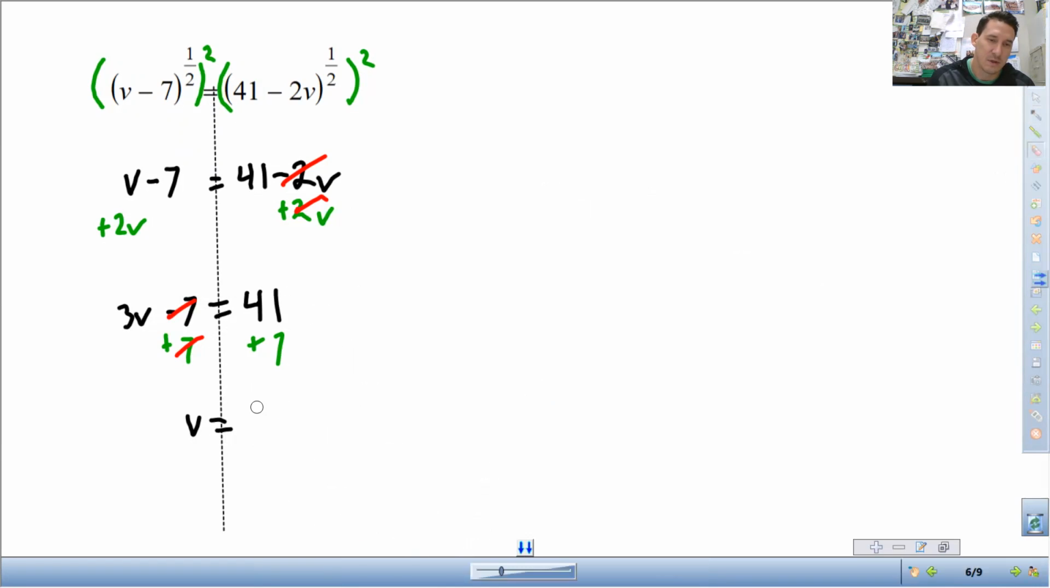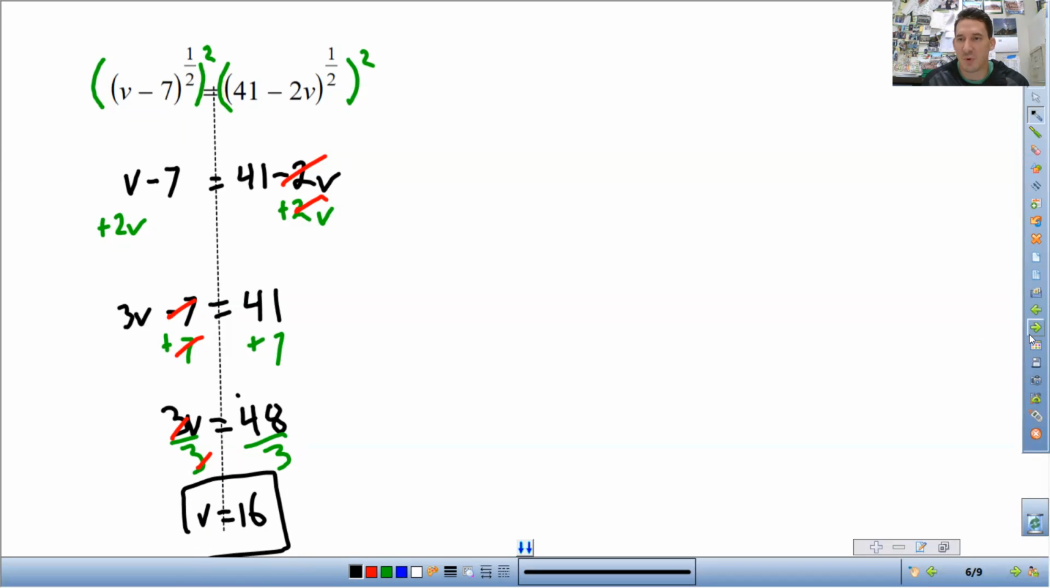Get 3b is equal to 8. No. And 3b is equal to 48. Much better. Divide by 3. So I cancel out. I get b is equal to 48 divided by 3, which is 16.